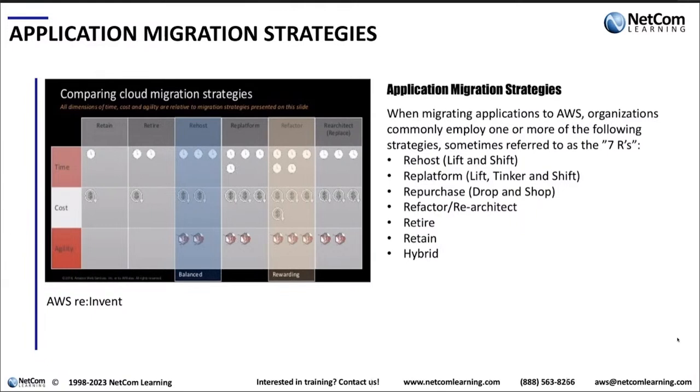Now, what you see on the left-hand side is a picture from re:Invent. And this one only has the 6, because a hybrid is a combination of any of these things. And this slide, although it's not too clear, unfortunately, does have the time that's required to do every one of these things, the cost involved, and also the agility involved. So as you go from rehosting to, let's say, re-architecting, the difference is more time, perhaps more money, more agility. That means more flexibility that you have. We'll keep the picture on the left as we go through each of these strategies.